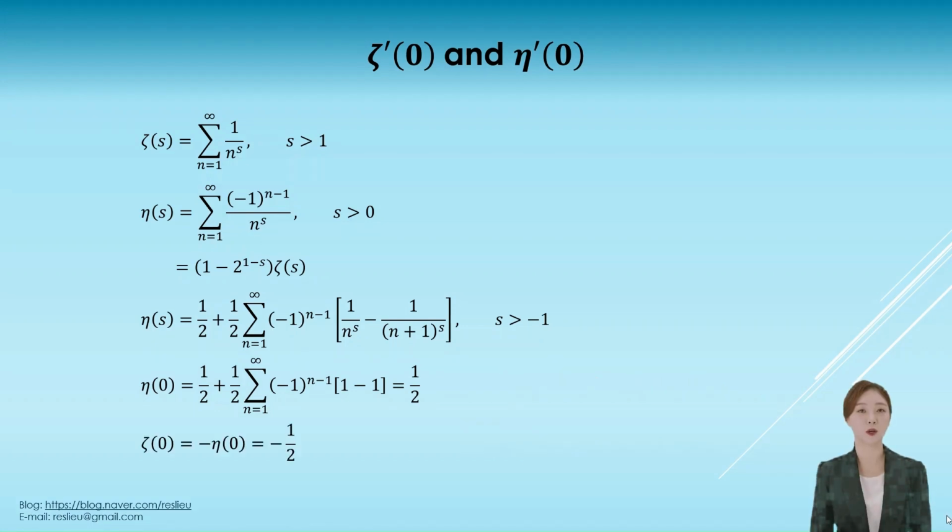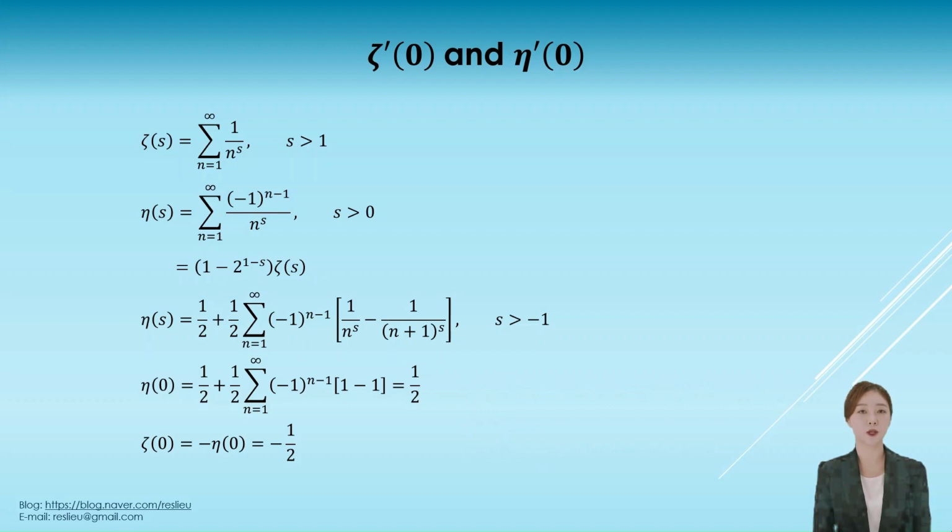In the relation between the zeta function and the eta function above, if s equals 0, zeta 0 is minus eta 0. Therefore, zeta 0 is minus 1/2. It can be proven in various ways that zeta 0 equals minus 1/2, and it is also true for the zeta function for negative integers.